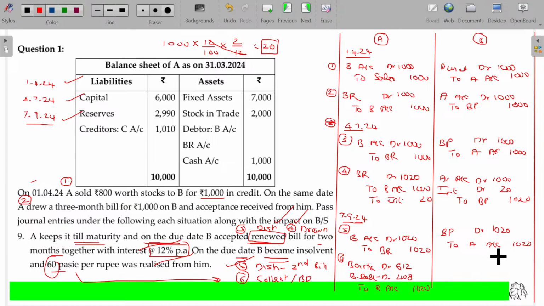Finally, he makes the payment only 60 paise in the rupee for whatever the due may be to A. So A account debit, the amount payable to A being 1020, but we are sure to pay only 60% of this amount, which is 612. Another 408 we could not pay. That amount which could not be paid is called deficiency account. Is that clear? Hope now you'll be able to understand question number 1, subdivision number 9.